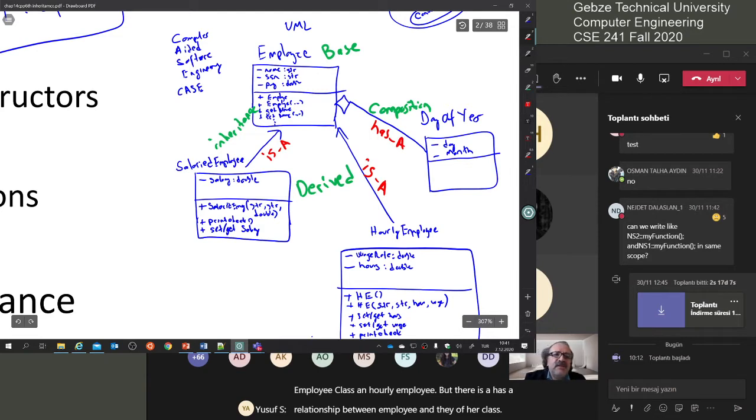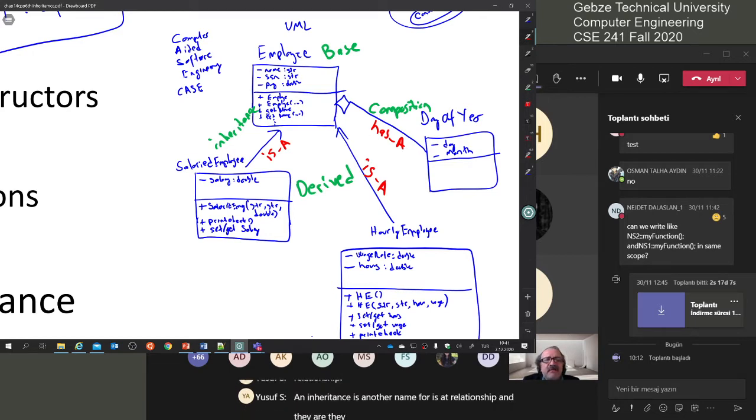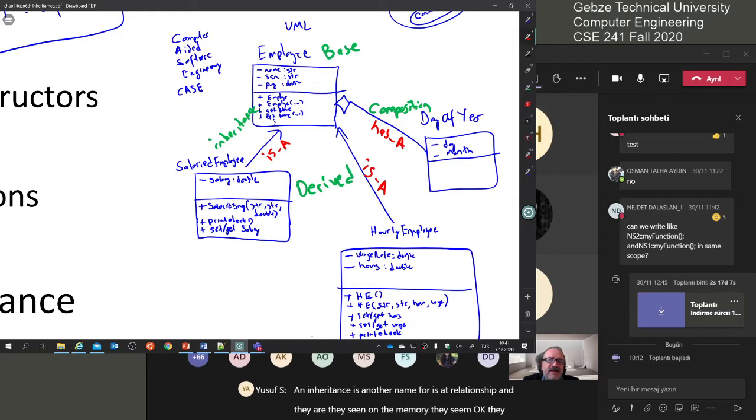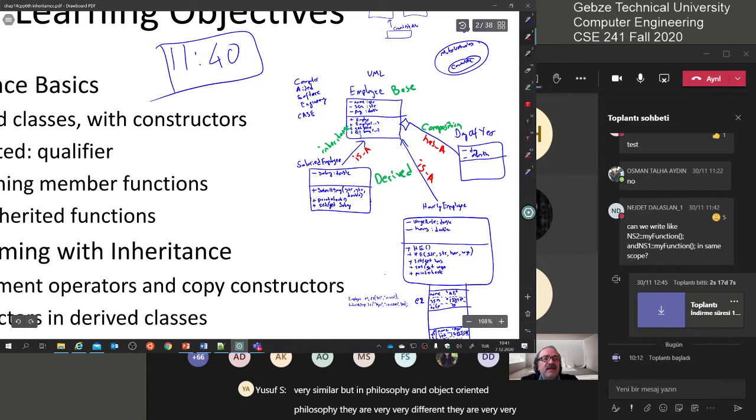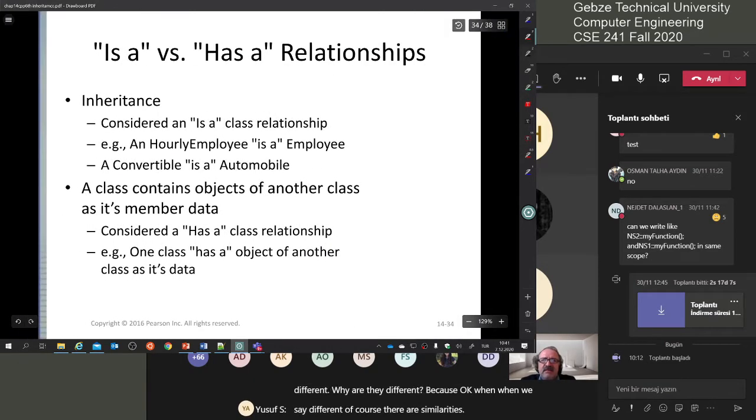So composition is another name for a HASA relationship, and inheritance is another name for an ISA relationship. In memory they seem very similar, but in object-oriented philosophy, they are very, very different. Of course, there are similarities, but we like to think of them as very different concepts.